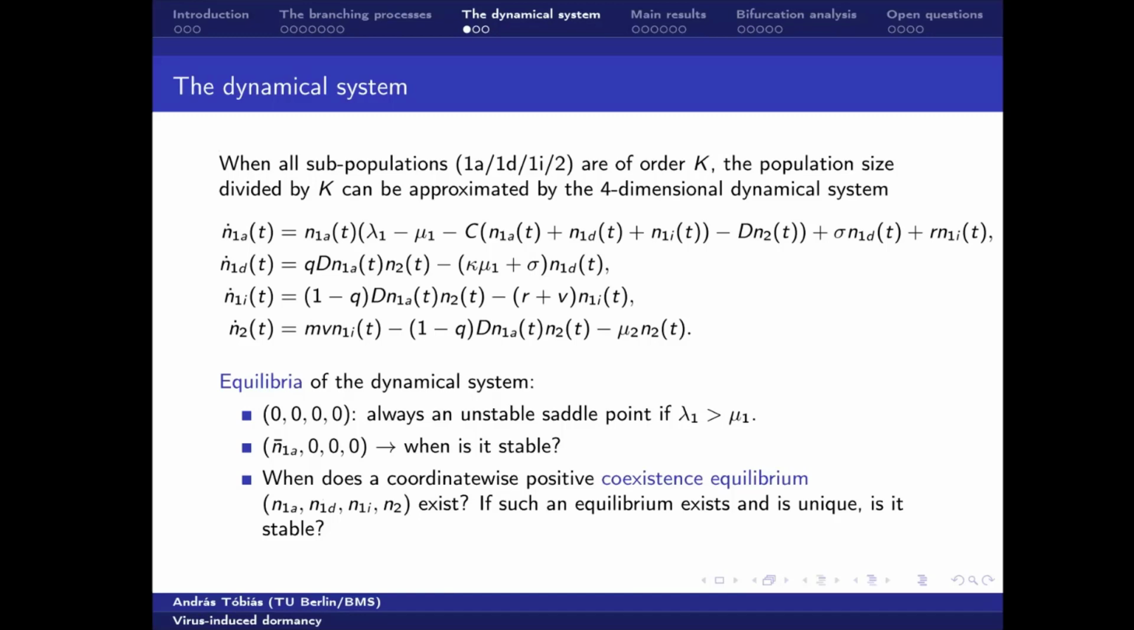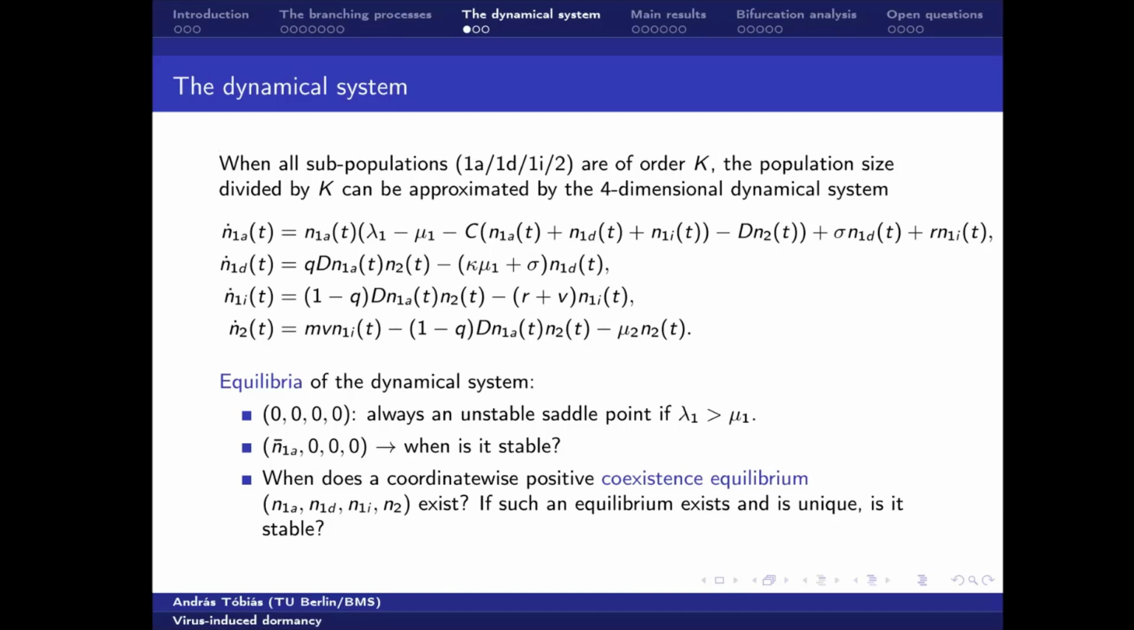And then the question is, what are the equilibria? So when does the right-hand side in each coordinate simultaneously become 0? And one of them is, of course, 0, 0, 0, 0. Everybody has died, every type has died out. But that's actually always an unstable saddle point if lambda 1 is greater than mu1. So we don't actually expect that the virus epidemic can kill the whole population, at least not in this deterministic setting. And m1a bar, 0, 0, 0: actives in equilibrium and no virus, no infected, and no dormant.